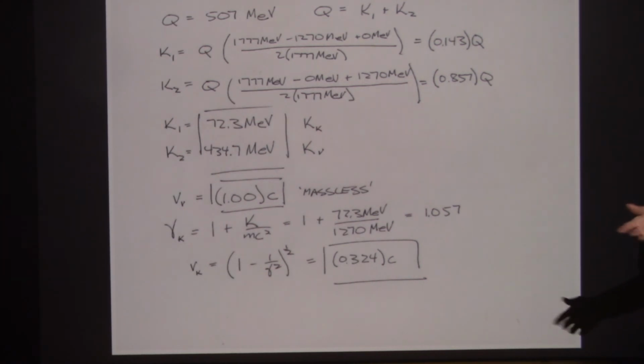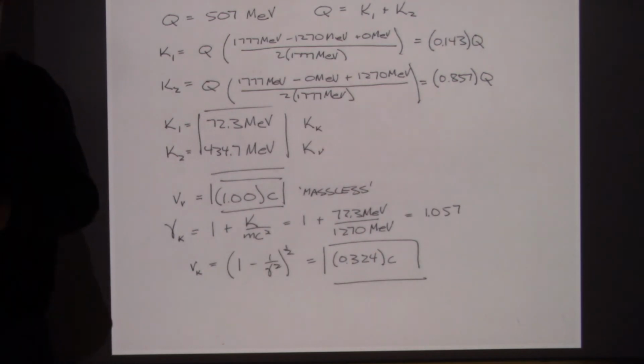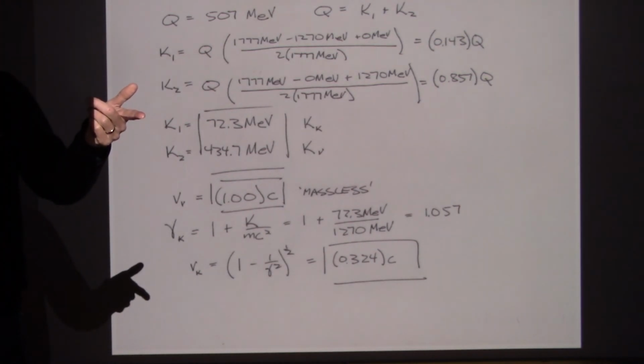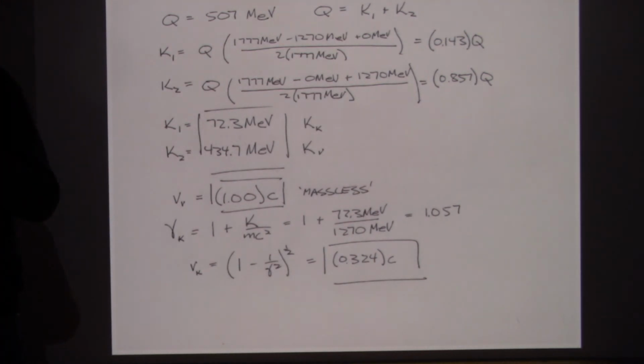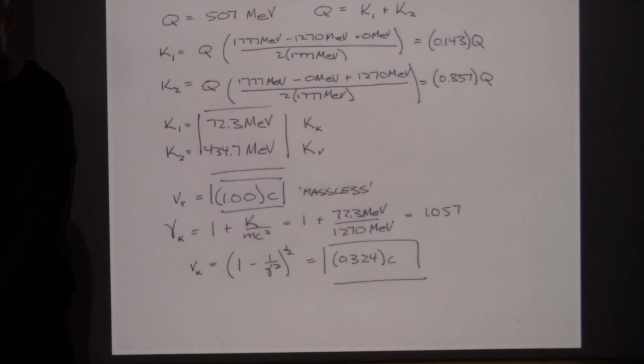So that's an example of a particle decay taking place, one particle decaying into two particles. If we know the masses of the starting particle and the two particles that it decays into, we just run through the formulas. And that tells us how the energy divides up.